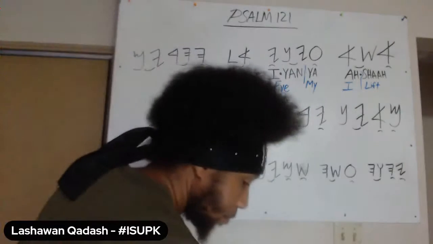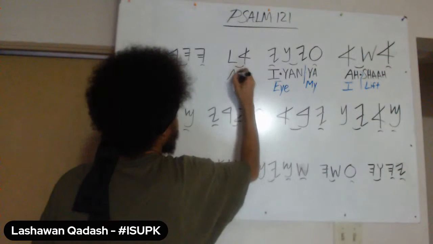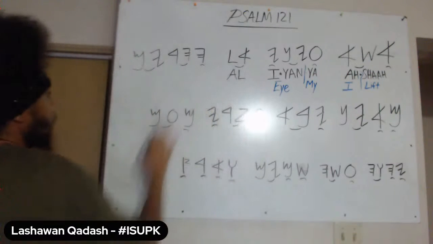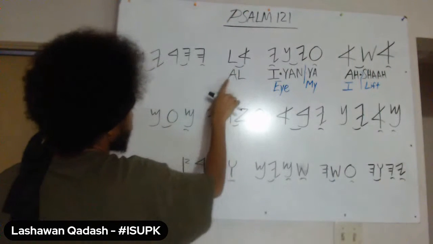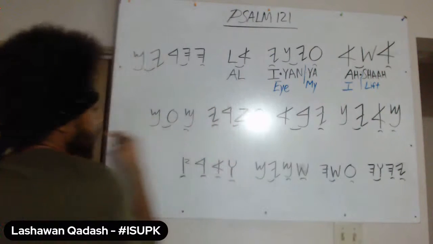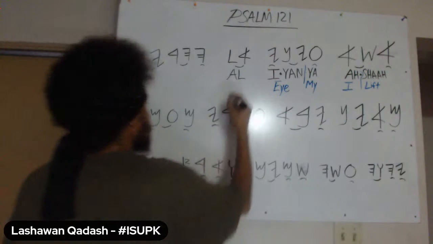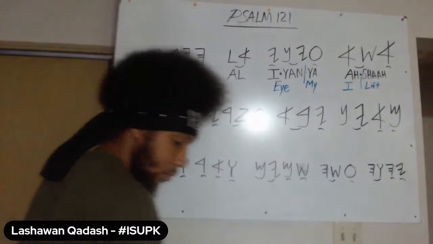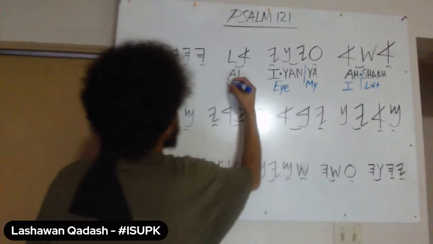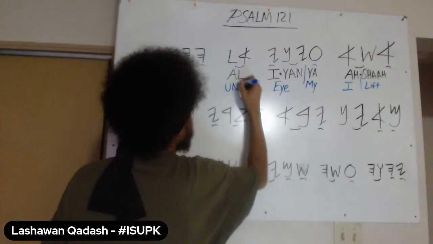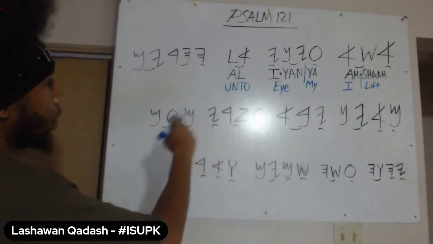The next one is connected together, which is A-L. So you got the A and the la. The H drops off from the A, and the A drops off from the la. So it's connected together and it's al. Okay? Which means unto. All right, it means unto. So I lift my eye unto.